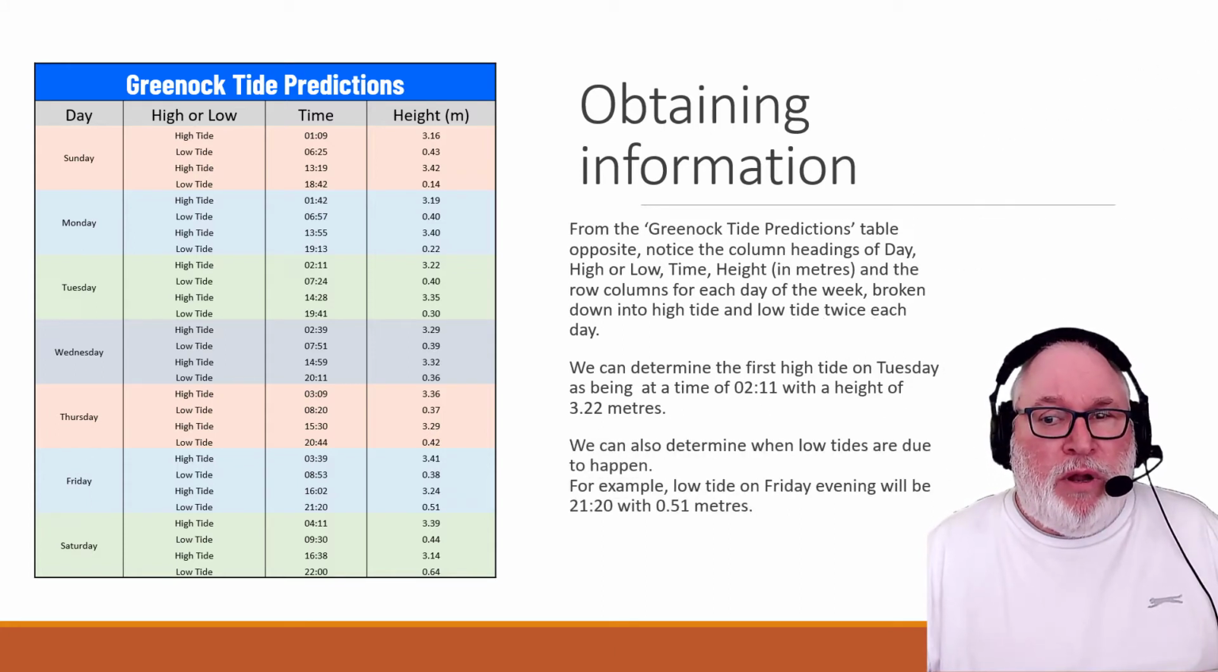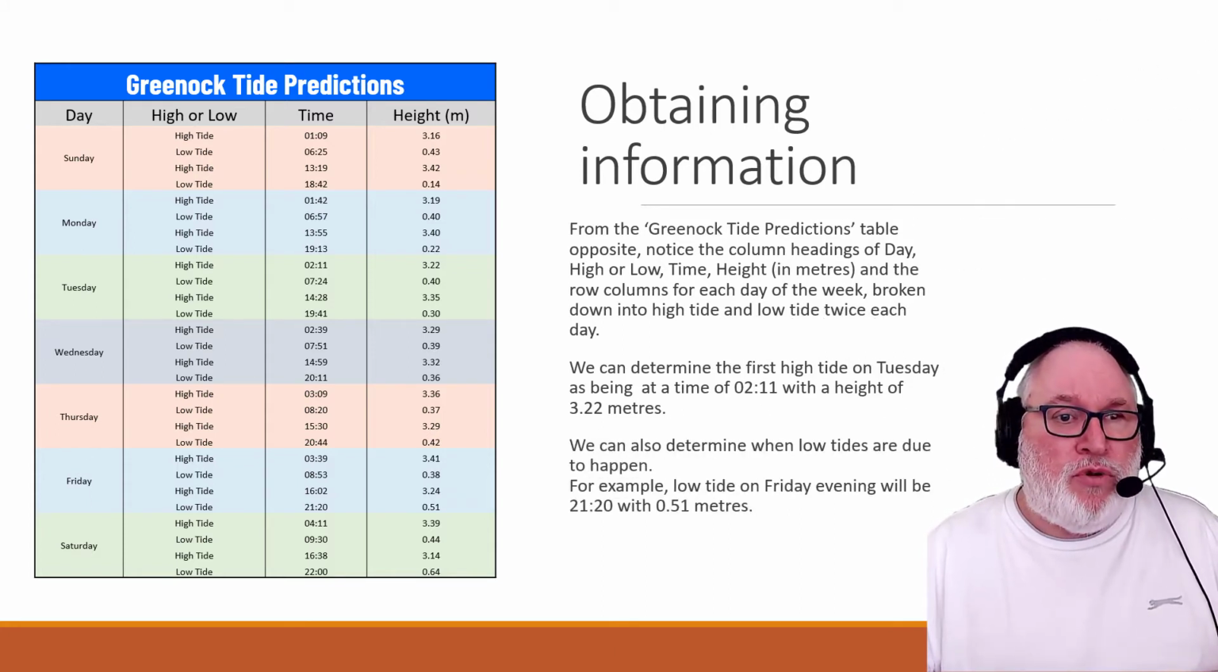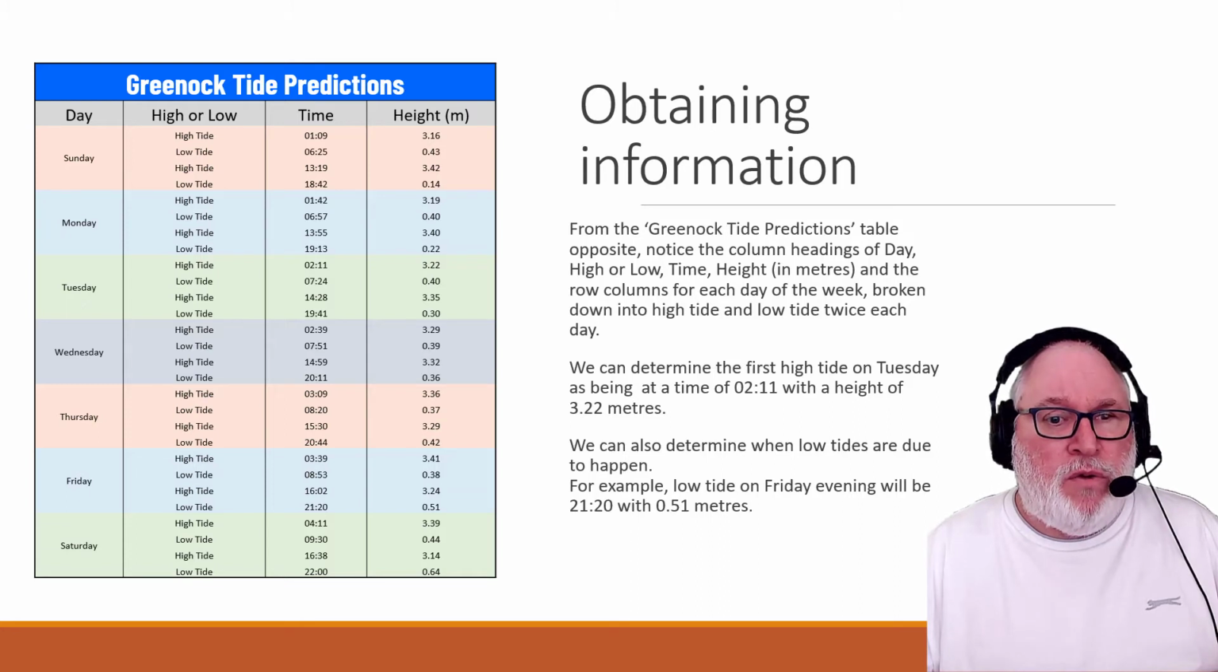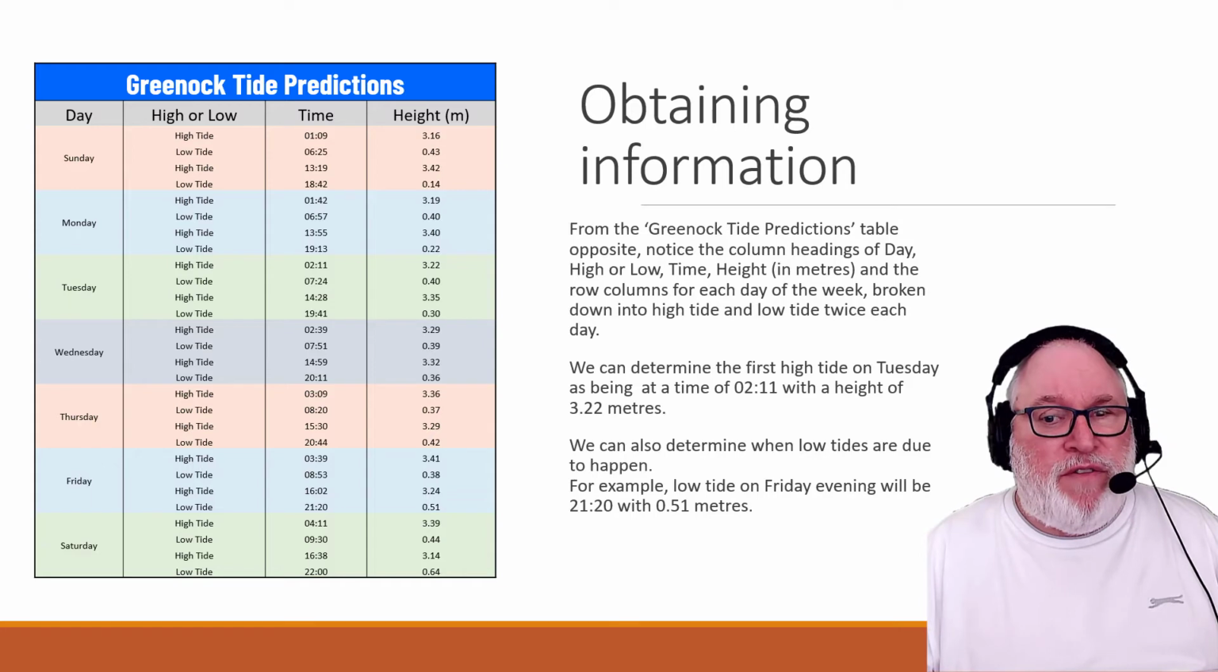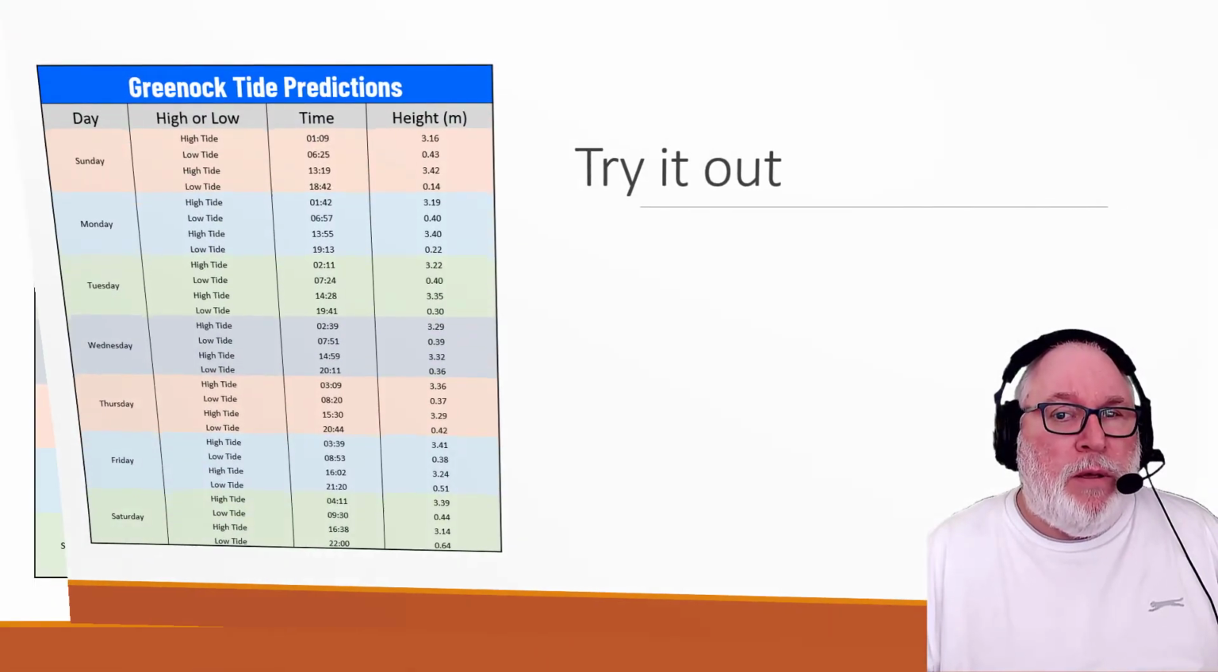We can also determine low tides when they're due to happen, so maybe on a Friday evening. So if we look at the times there, Friday, down one column for the day, and then we go across for the column for the high or the lows, and it's the last one there for the evening for a low tide was 21:20, and we can also see that it's 0.51 metres.